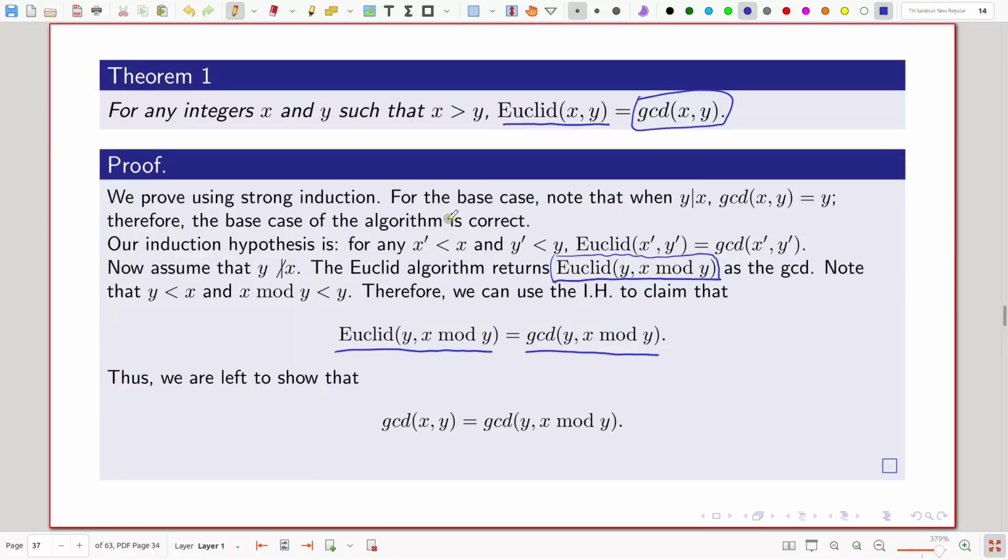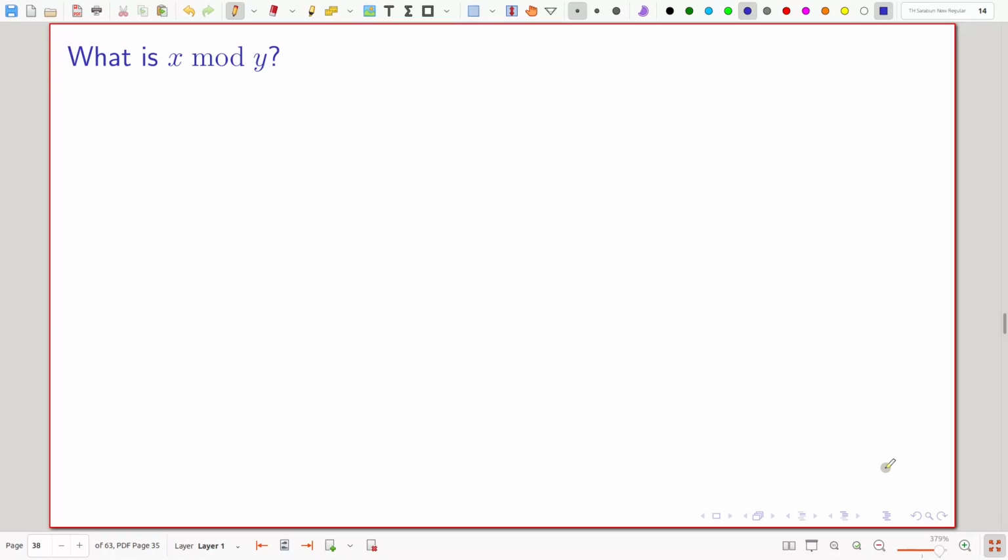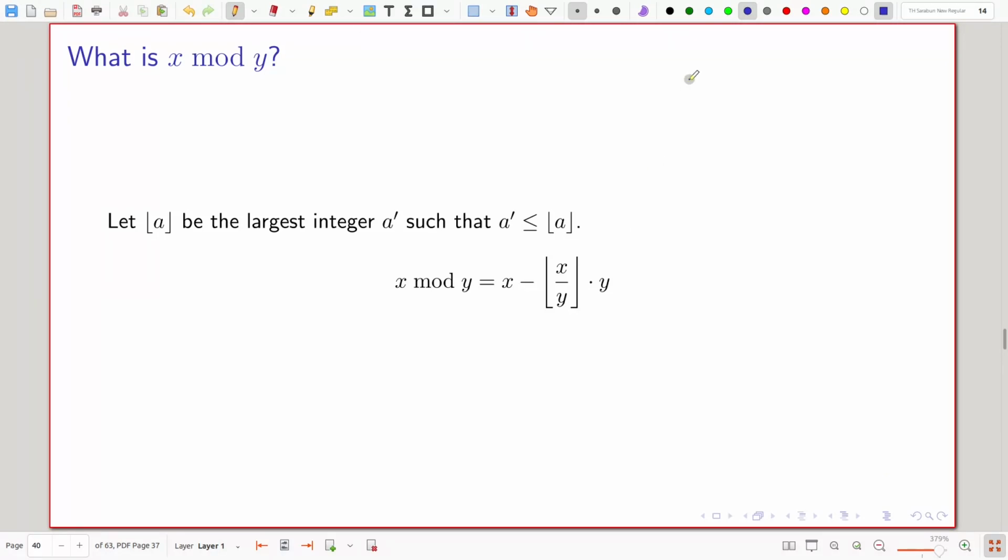So what we need to show is that GCD(x, y) equals GCD(y, x mod y). But this is true because we have already proved it. So what is x mod y? X mod y is basically this number. It's going to be some x, and you divide x by y and you round down. So you throw away all the decimal places. And then you subtract. So this is the remainder, x mod y.